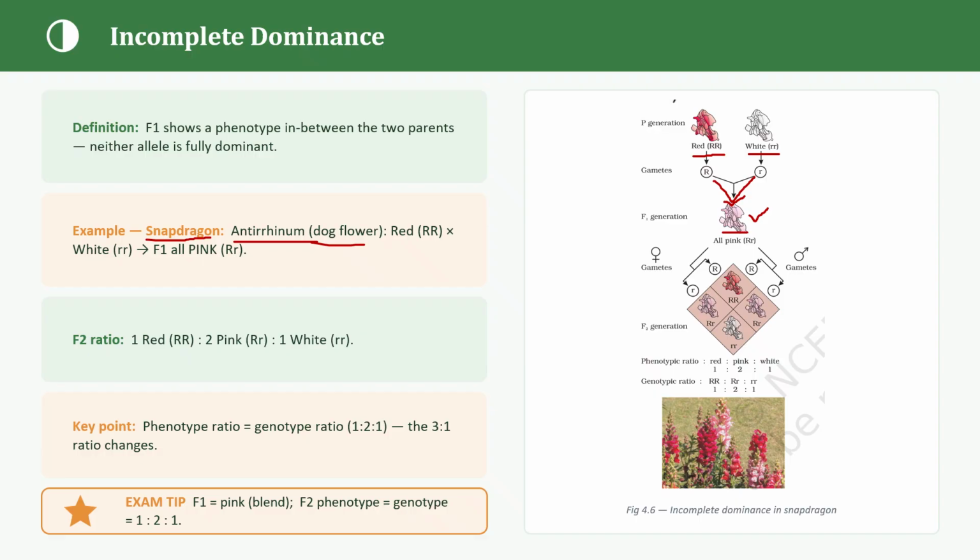Then again, it is self-pollinated. So selfing is done. Then in the F2 generation, we were able to find one red, two pink and one white. And the genotypic ratio is capital R capital R, capital R small r, and small r small r. So here the phenotypic ratio is equal to the genotypic ratio, that is 1:2:1. Yes, children, here the dominance depends on the function of the gene product. Always bear this in mind.